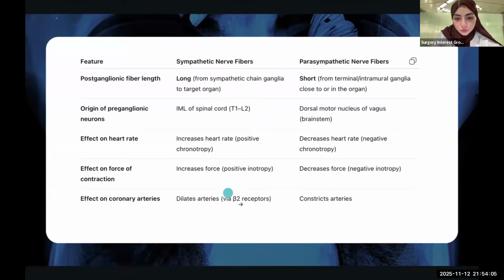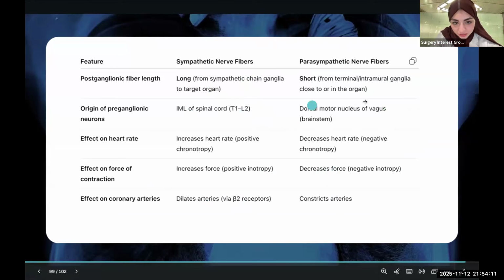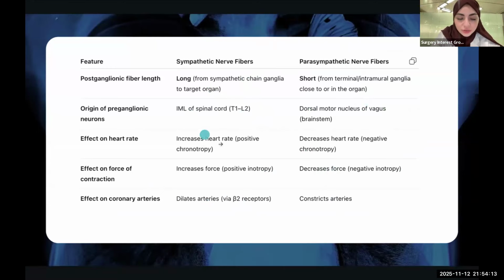Don't worry about beta 2 receptors, unless you took it in physiology. Yeah, we pretty much explained everything. Now, just please remember that the IML, or intermediate lateral nucleus, that's found in the lateral horn, is going to be at the levels of T1 to L2, but specifically for the heart, it's going to be from T1 to T4. That segment of the lateral horn, T1 to T4, is going to be responsible for the heart and thoracic cavity, okay?